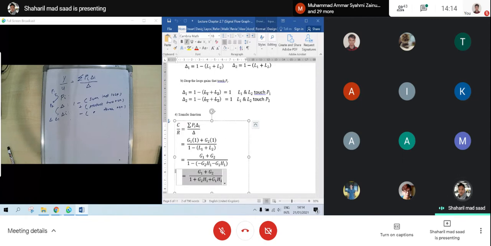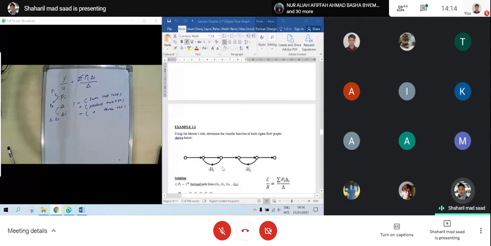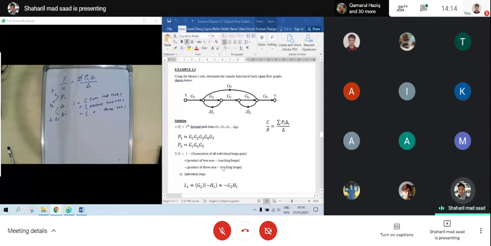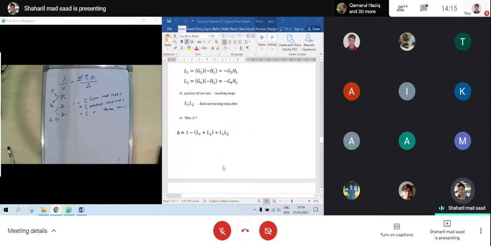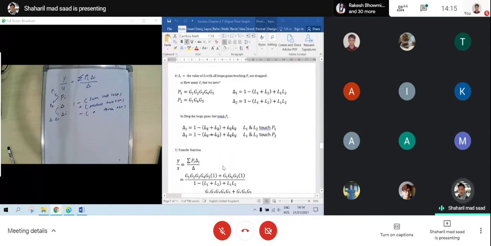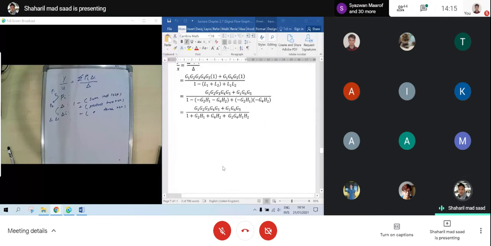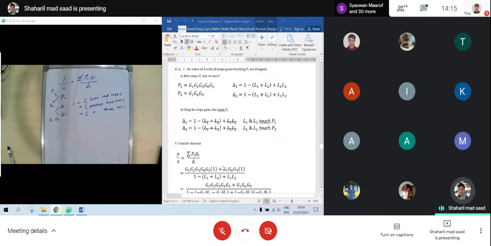Okay, I think it's clear for you. All right, and the next one, example 2.2, you can read by yourself. I think it's quite simple and straightforward. The solution is there.